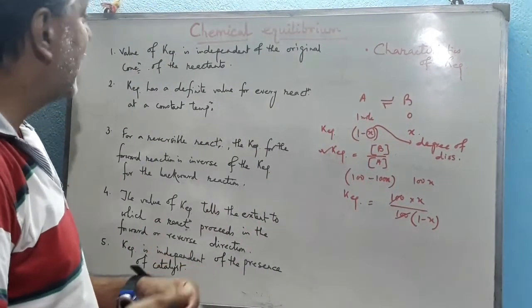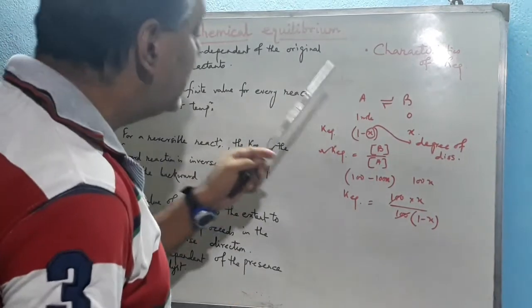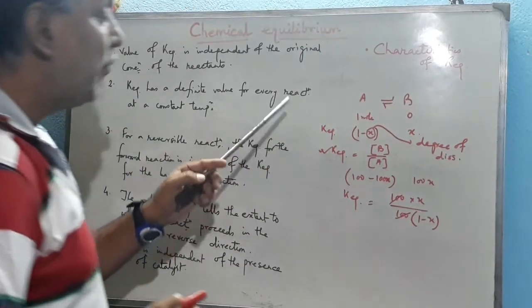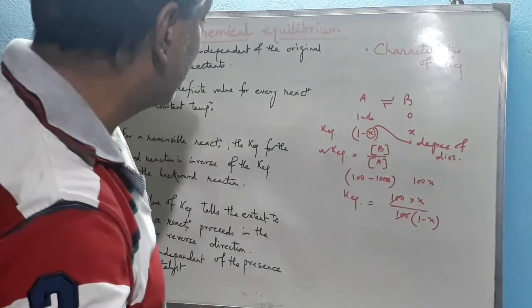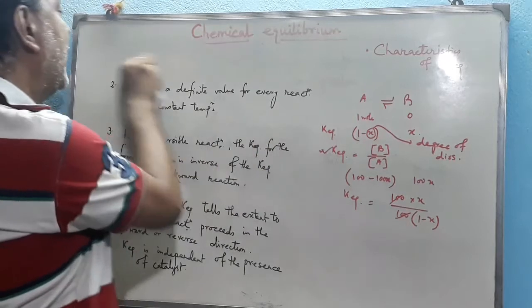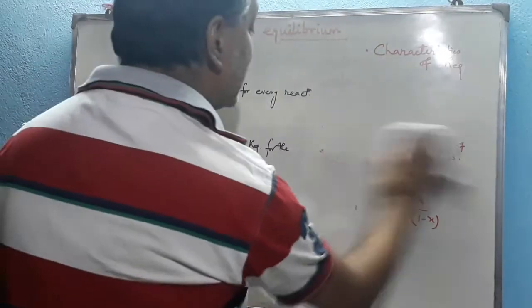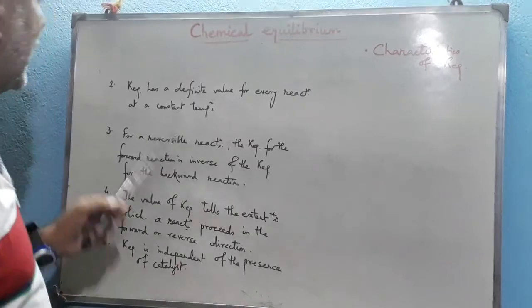So in all cases, whatever may be the initial concentration of the reactant, whenever it reaches equilibrium, the K equilibrium value is always constant. So this is the first part. Now the second point is that K equilibrium has a definite value for every reaction at a constant temperature.